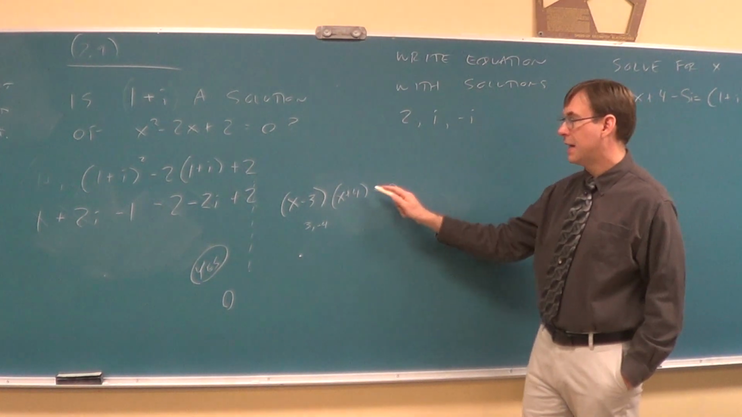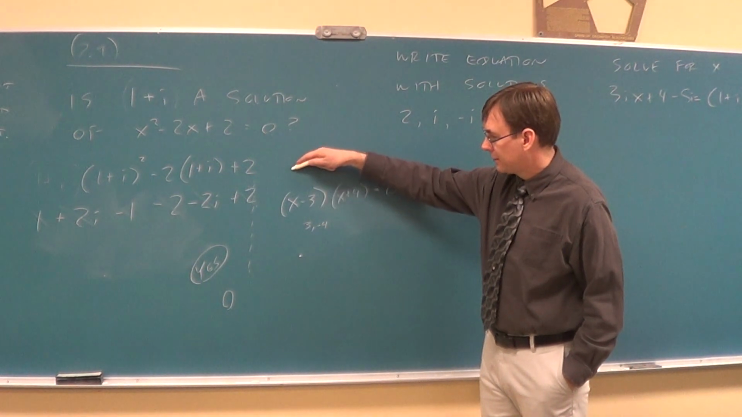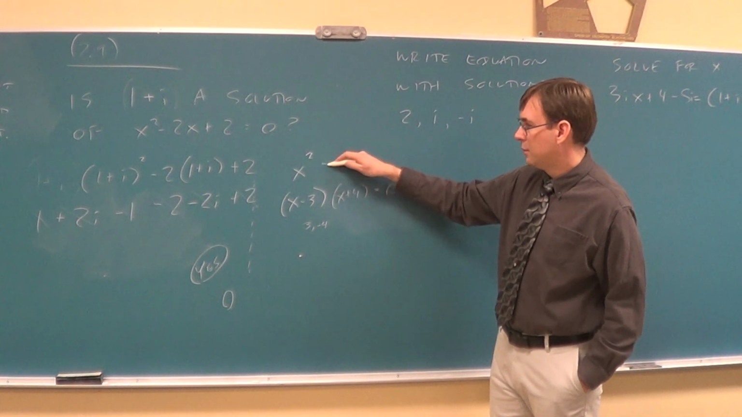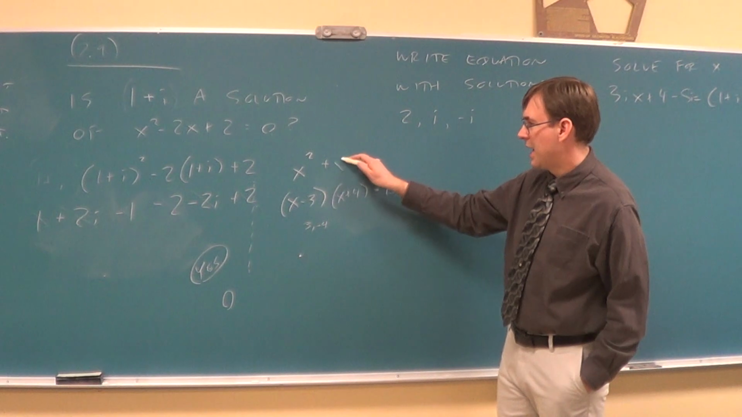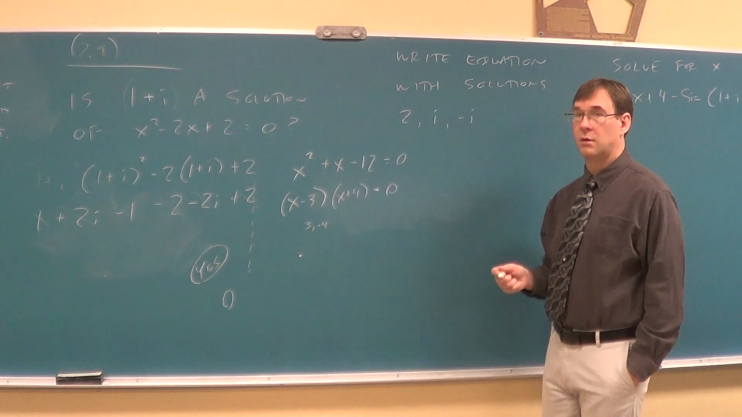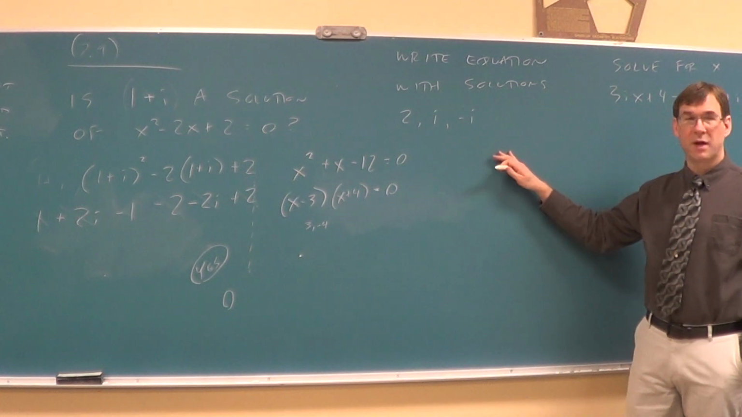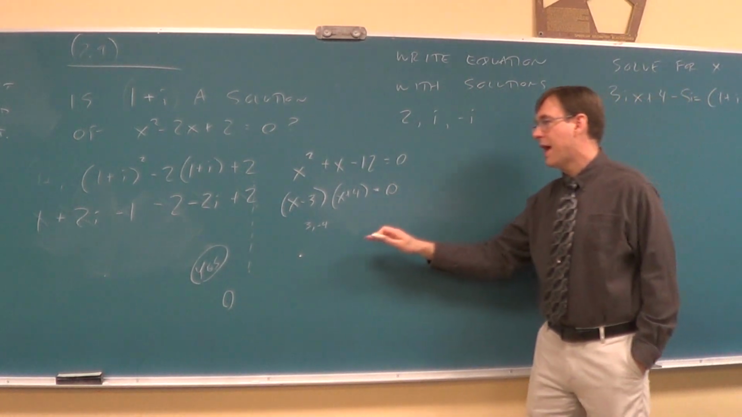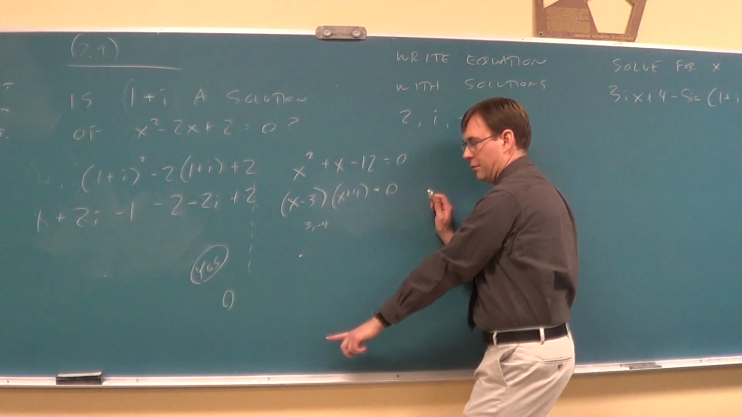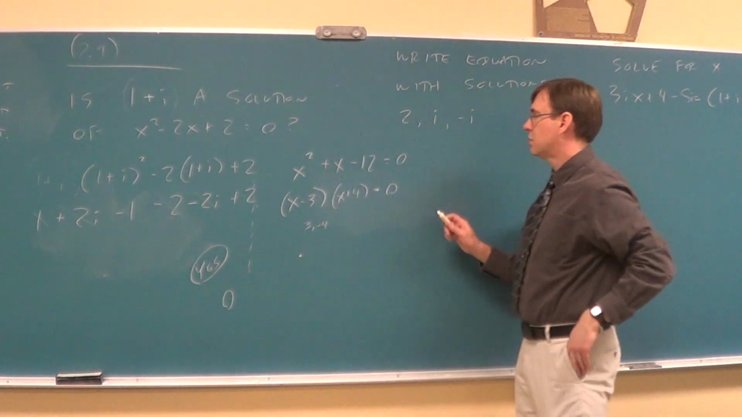And before it looked like that, it would have looked like x squared plus x minus 12 equals 0. We're doing a little bit bigger version of that. Okay, so we've had a lot of problems that have worked this way. What they're asking you to do is reverse the string.